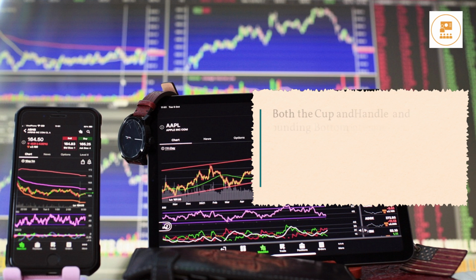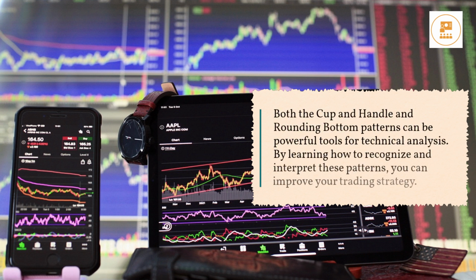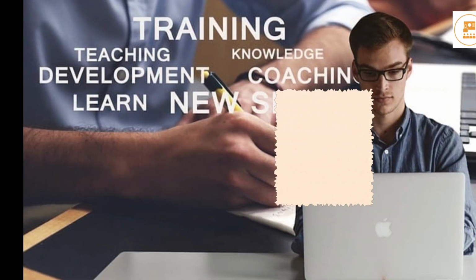Both the cup and handle and rounding bottom patterns can be powerful tools for technical analysis. By learning how to recognize and interpret these patterns, you can improve your trading strategy.